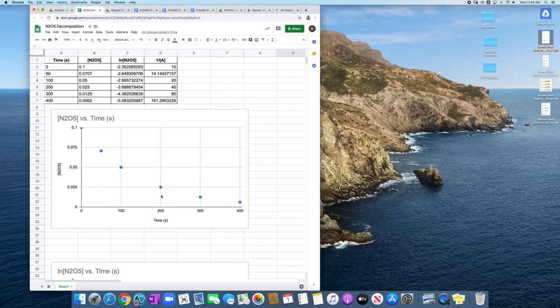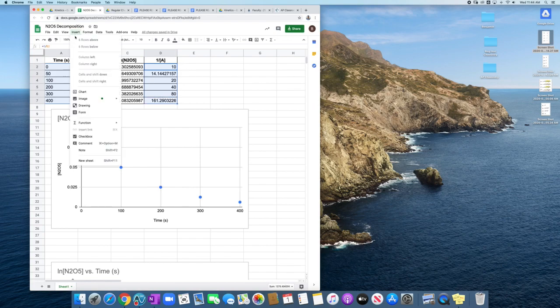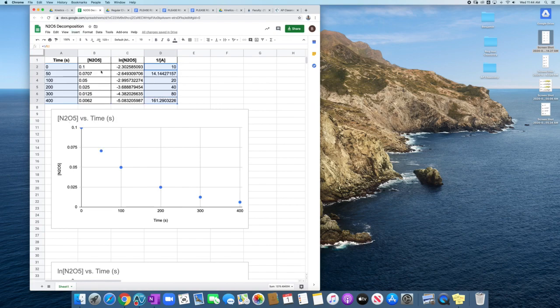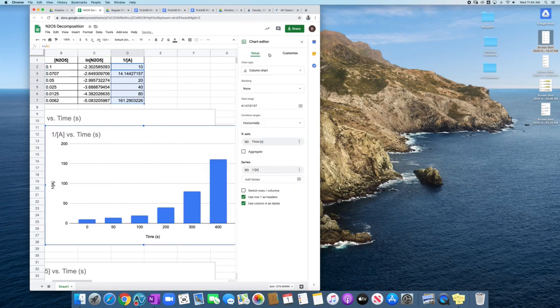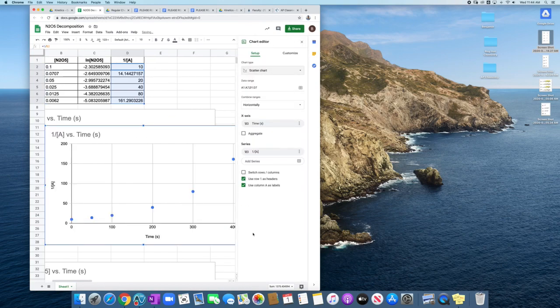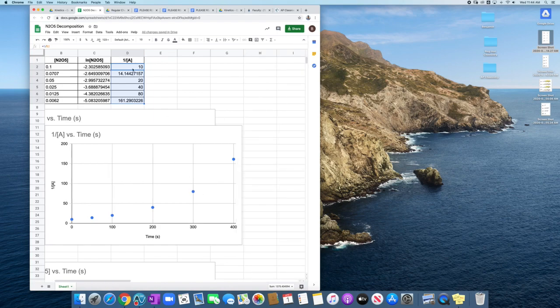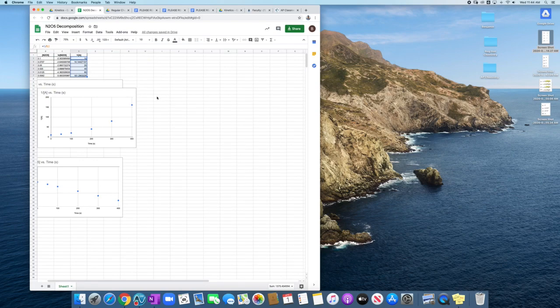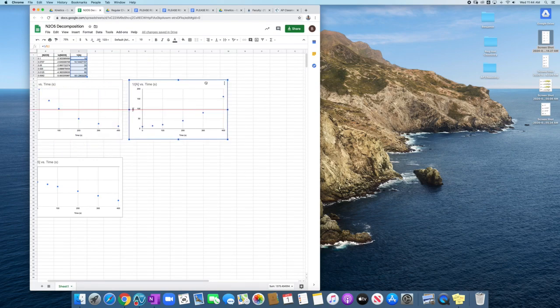Let's do one more graph to show that it's not second order. It can't be both first and second order. It's one or the other. Let's graph this, insert chart, okay, it did that again. Scatter plot. Okay, and we get a curve on that. So once I zoom out and rearrange all this stuff where I want, boom.